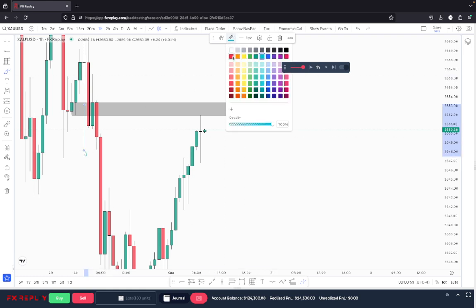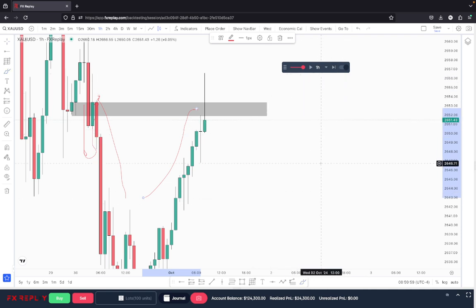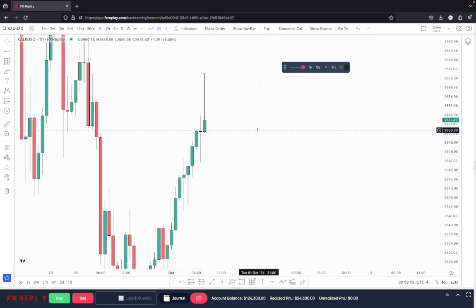I'll use red. Now when market broke out, it retested. You can see this retest here, and now they kept on selling. Now coming back to this zone, this is no longer fresh because market has already reacted from that zone. So I'll look for a different reaction. Now I'll keep playing the 1 hour time frame.